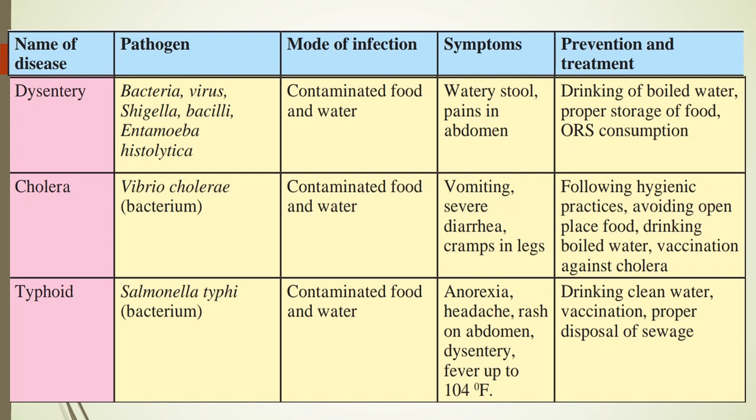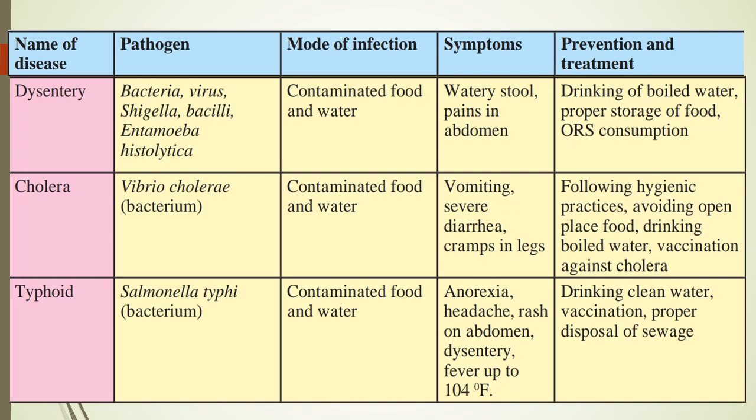Next we have cholera. Pathogen we have Vibrio cholerae, in the bracket bacterium. Mode of infection: contaminated food and water. Symptoms: vomiting, severe diarrhea, cramps in legs. Prevention and treatment: following hygienic practices, avoiding open place food, drinking boiled water, vaccination against cholera.